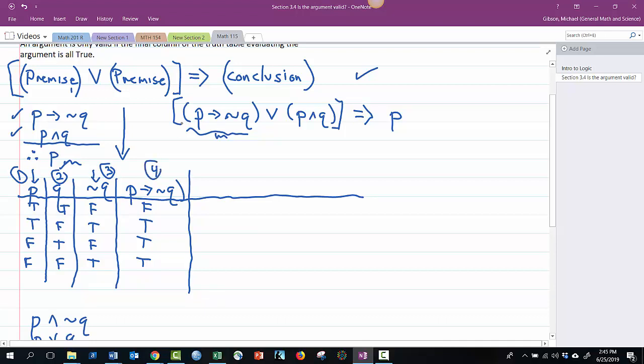All right. So now I've got this parenthesis. So I need this one. So this one is P and Q. That's column 5. You remember the rule for P and Q, it's true only when they're both true. So if you look at columns 1 and 2 here, the only place they're both true is the first one. All right? Columns 1 and 2 is P and Q. Only place they're both true is the first row. So the rest of them are false.